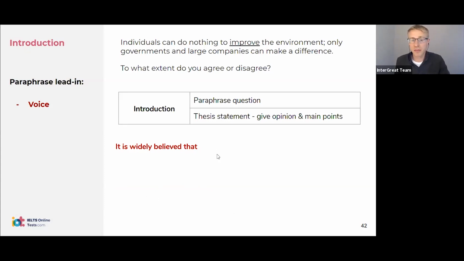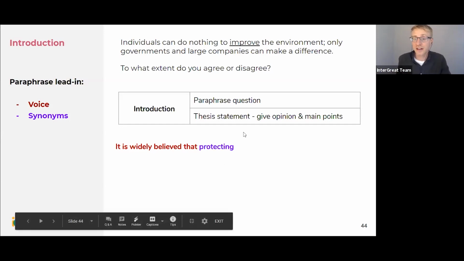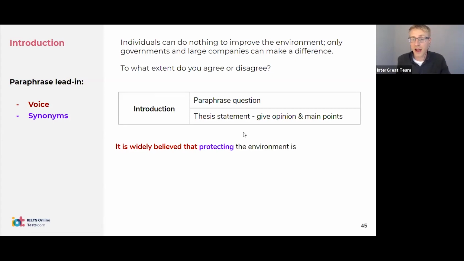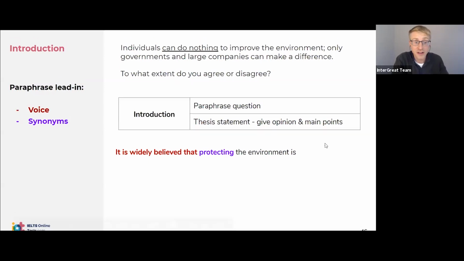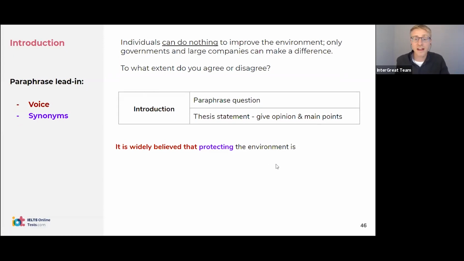Now we've got this word improve, and we can find a synonym for this word. We've said improve the environment. Very good, Mohammed. We said protect, and this is a collocation with environment. We often say protecting the environment, is, and we've got this expression, can do nothing. Can we think of another way of saying can do nothing? Perhaps, you know, not possible, very good, impossible, excellent.